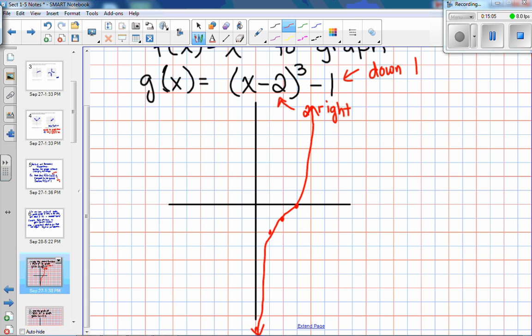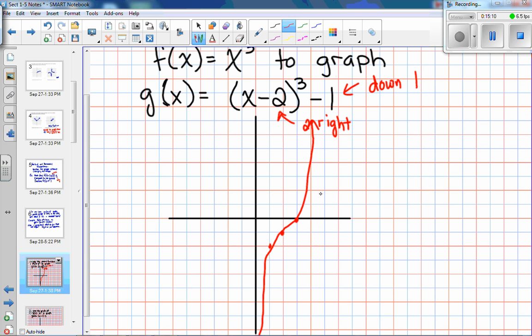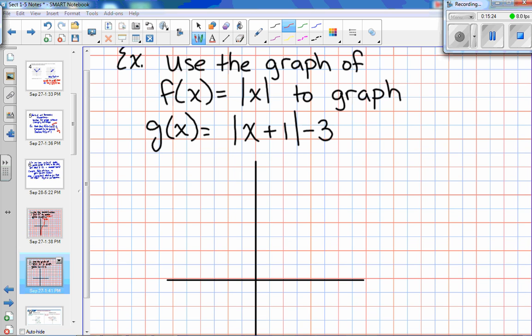Now notice compared to my parent graph, think about things like, did my domain change? Did my range change? Did my end behavior change? Is it still continuous? So if you go through all those things on your parent graph function sheet that I had you guys fill out, make some of those comparisons and see what you think changed and what didn't.